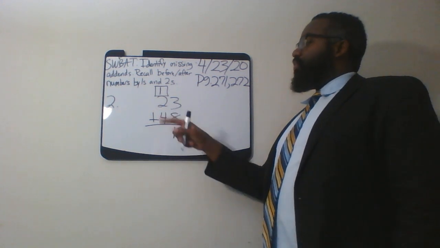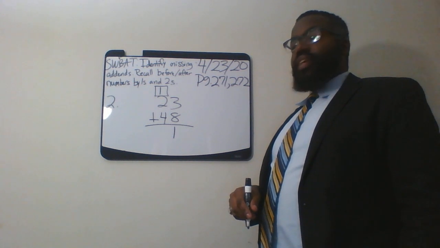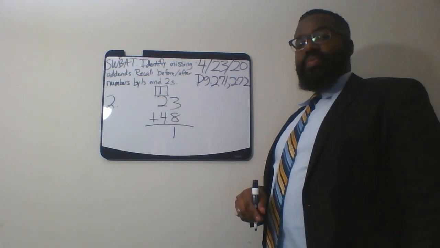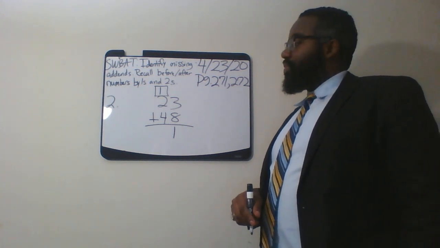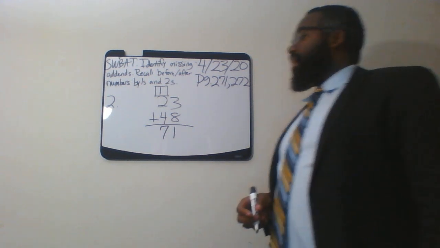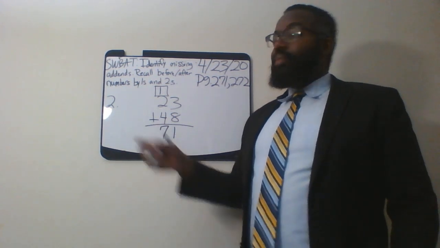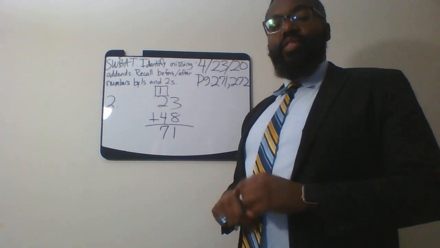Now, what is 2 plus 4? What is 2 plus 4? That is 6. And what is 6 plus 1? What is 6 plus 1? That is indeed 7. So, 23 plus 48, that answer is 71. So that's how you solve those particular problems for number 2. Now let's look at number 3 with the times.